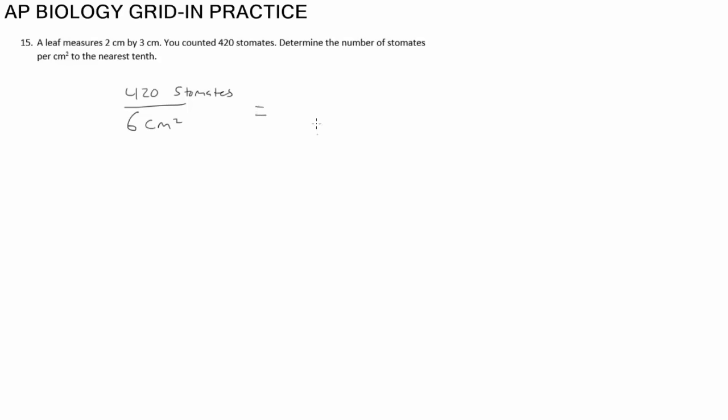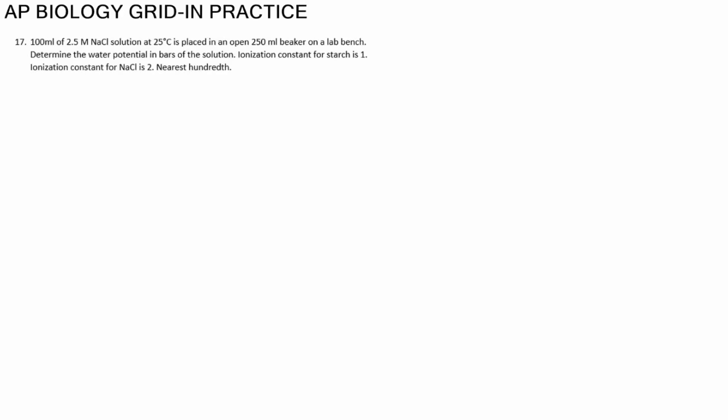All we have to do is the math here, and we end up with an answer of 70. Be careful, because it does tell us to round that to the nearest tenth. So we do 70.0. Number 17 isn't a terribly difficult problem, however, it deals with a concept that we haven't gone into in super depth, which is water potential. I'll post a link to a Bozeman video that does a pretty good job explaining it.